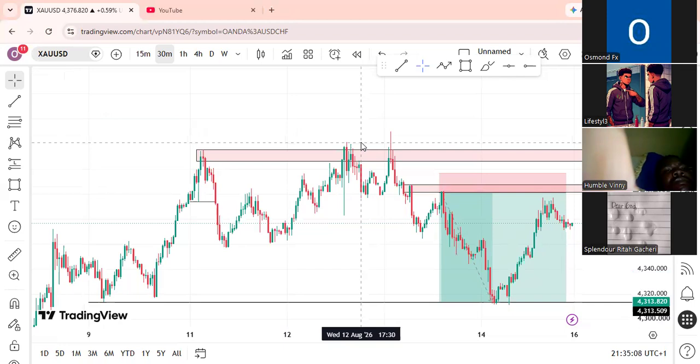Anytime you open your chart and you are not able to identify where liquidity is going to be happening, that means you are going to be liquidated. You are going to be the liquidity. That means if you enter that trade, the market is going to liquidate you. The market is going to take you out.